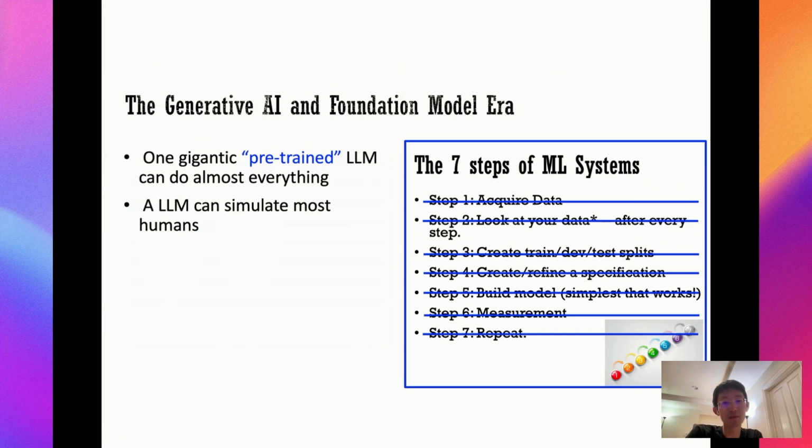But in the foundation model, generative AI era, it sounds like one gigantic pre-trained large language model can do almost everything. All of these steps are required when you build a model. But once the model is ready, you don't really need any of these steps. A large language model can simulate most humans in many cases. This makes the paradigm a little bit different, because now you are using the model as a black box without thinking too much about deployment, because most of the calls are API calls. Even if you host the model on your own infrastructure, you still set it up so that you do an API call to the model.